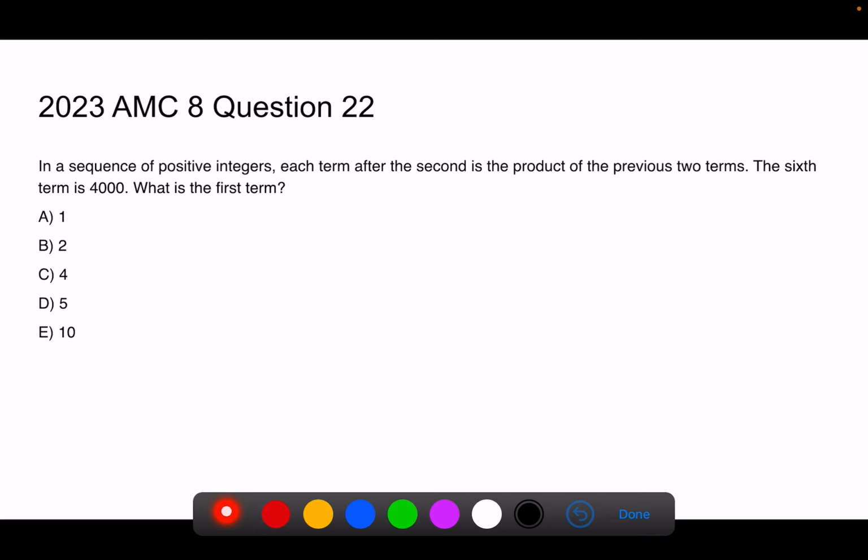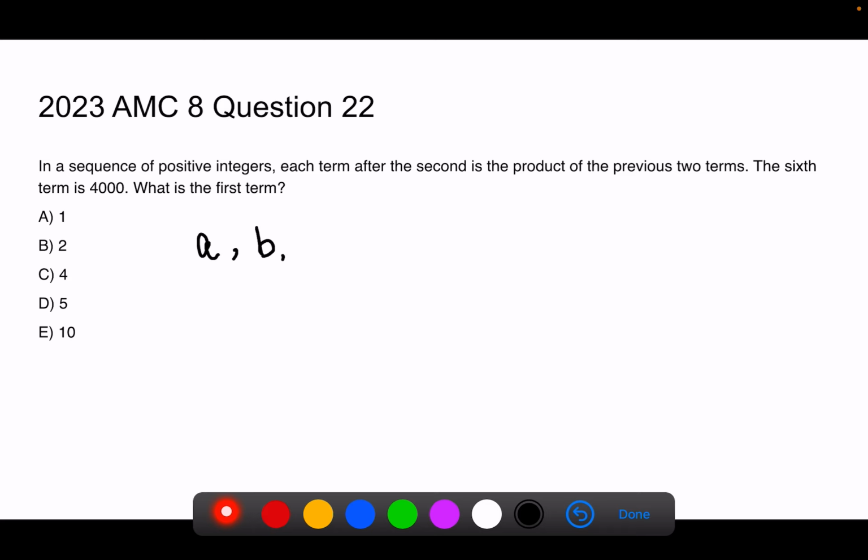So for this question, it reminds me of the Fibonacci sequence. The only difference is that in Fibonacci, every number is a sum of the previous two numbers. This is a product. And then we don't know the first term, we don't know the second term. Let's assume the first term is A, the second term is B.